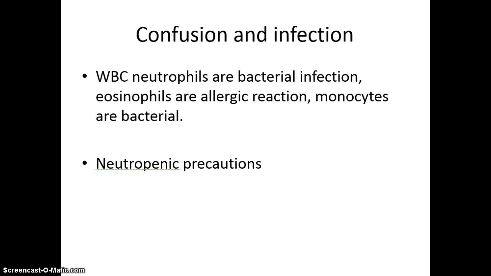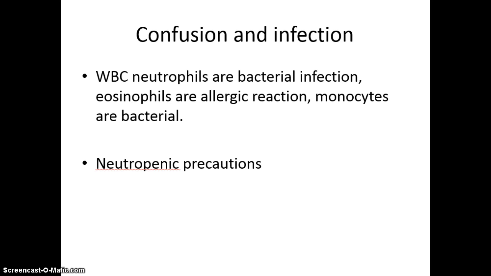Our eosinophils are elevated with allergic reactions, and then the monocytes, remember, are bacterial, but they are the slower moving cells that come in later to help the neutrophils when they are running out of ammunition.